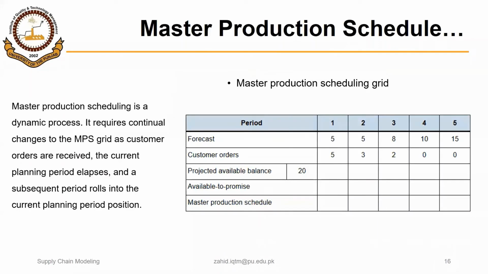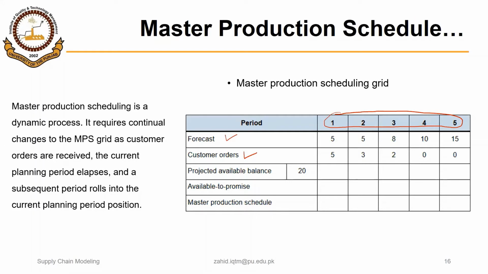So this is the master production schedule grid. We have a planning horizon, in this case, say 5 weeks, for example. In that case, the time bucket will be 1 week. If these are 5 months, then the time bucket will be 1 month. So we need the forecast data as well as the confirmed customer orders.